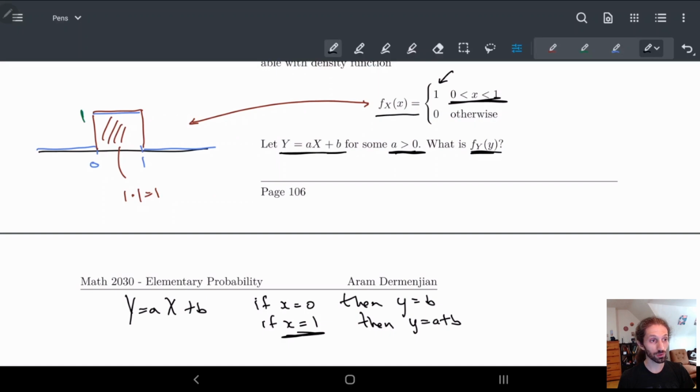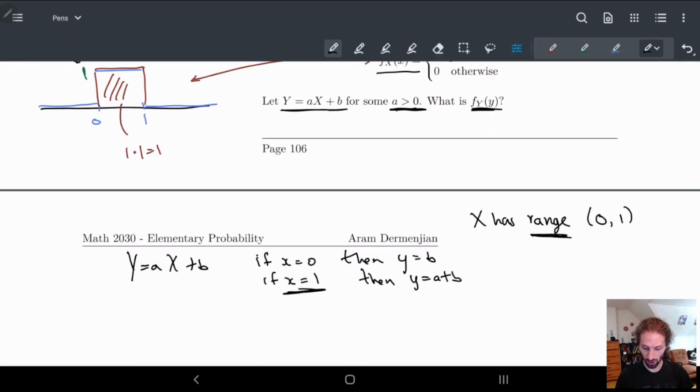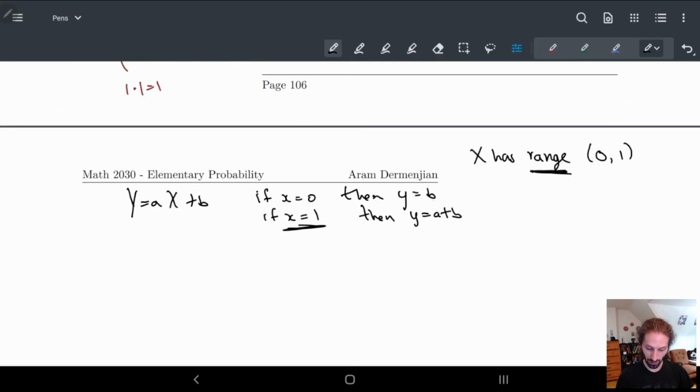The standard uniform distribution, X, has range 0 to 1. That's where it's defined. It's 0 everywhere else. If you look at this graph, it's defined from 0 to 1, and everywhere else is basically 0. So we're going to try to convert the range to Y. It turns out that Y has range b to a plus b. Notice this works because a is positive. Since a is positive, if we're adding something to b, it's going to be going up.